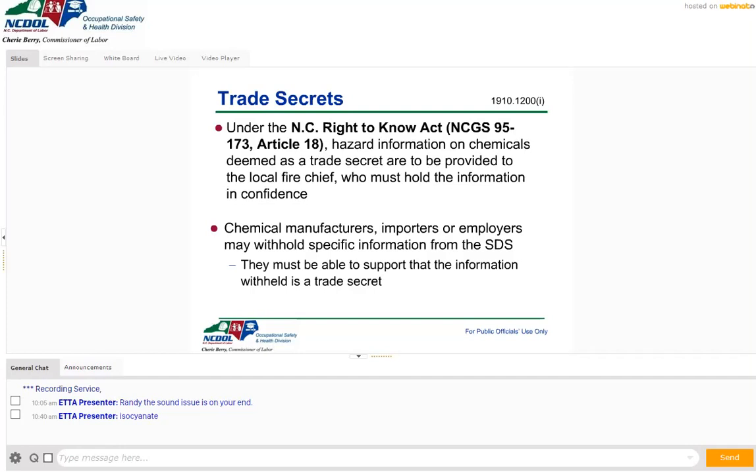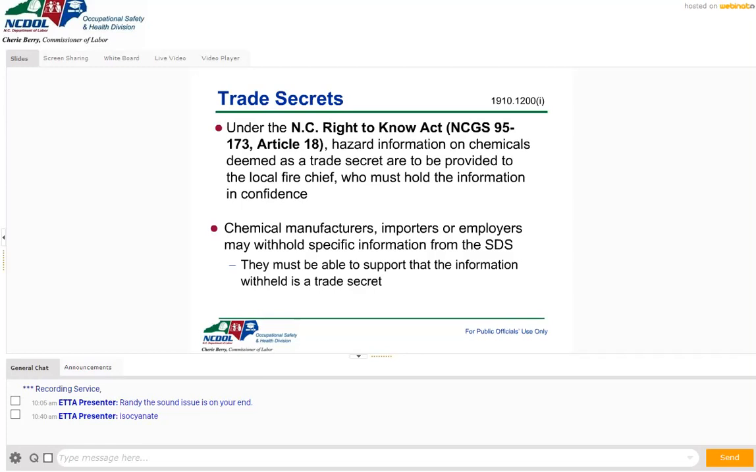But under the Right to Know Act, North Carolina law, and federal OSHA, if you're a medical professional, emergency professional, or a doctor doing an exposure assessment for an employee, any of these medical or emergency conditions, if they call that manufacturer, they need to disclose the ingredients and makeup of that chemical in an emergency.